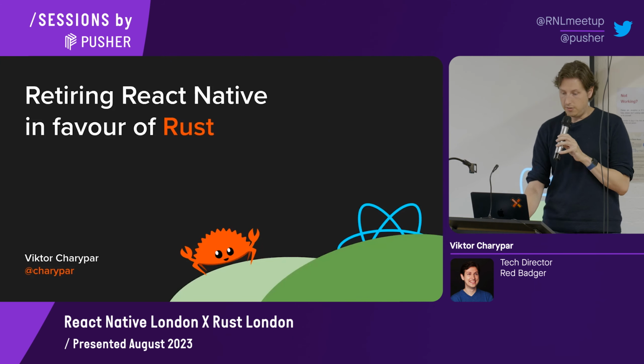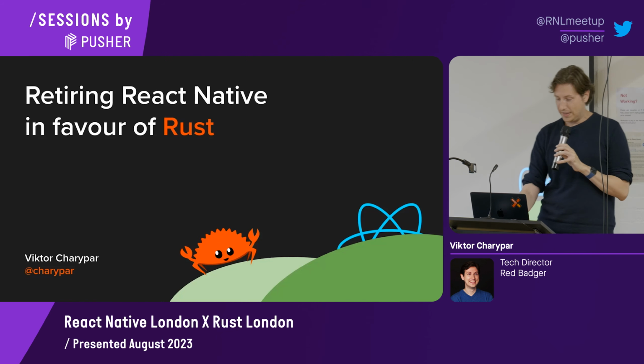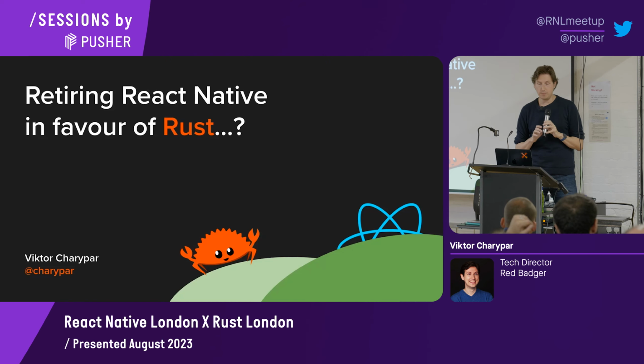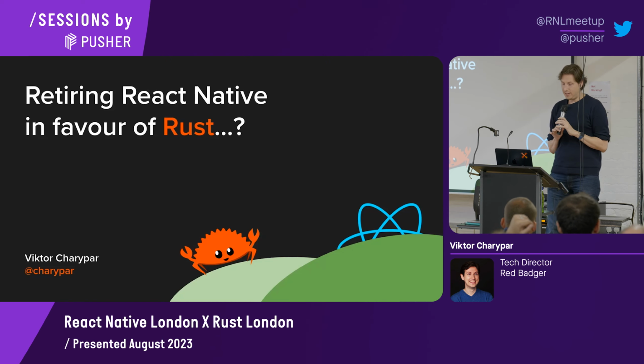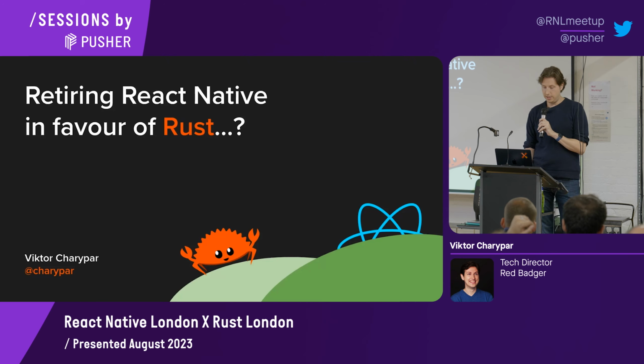I'm going to be talking about retiring React Native in favor of Rust. I thought, go hard or go home. But really, the title of the talk should probably have a question mark at the end, because it's not a story of having done it. It's a sort of a story of an experiment born out of a bit of frustration.